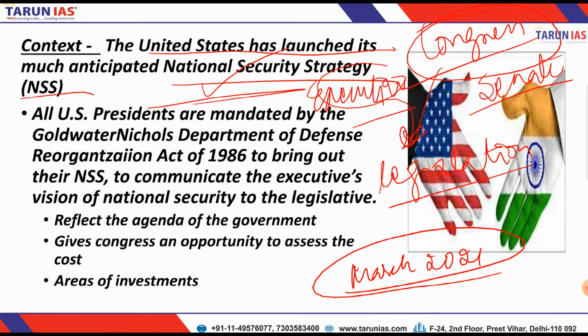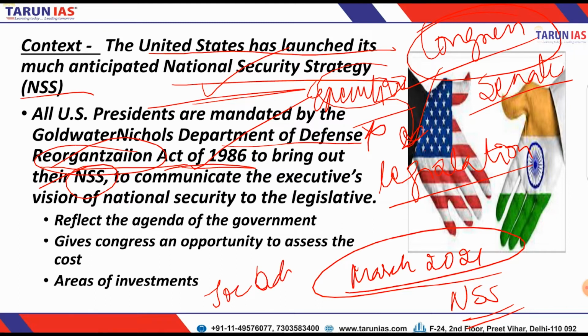Now let's see. All US presidents are mandated by the Goldwater-Nichols Department of Defense Reorganization Act of 1986 to bring out their NSS. That means every president who gets elected comes up with a national security strategy, and they are mandated under this act. All right. So therefore, the president of the United States, who is currently Joe Biden, has come up with this national security strategy.